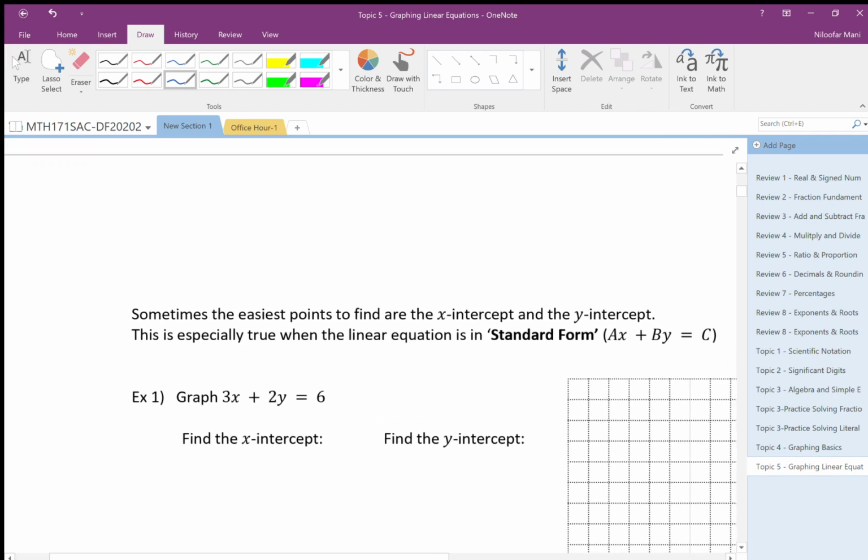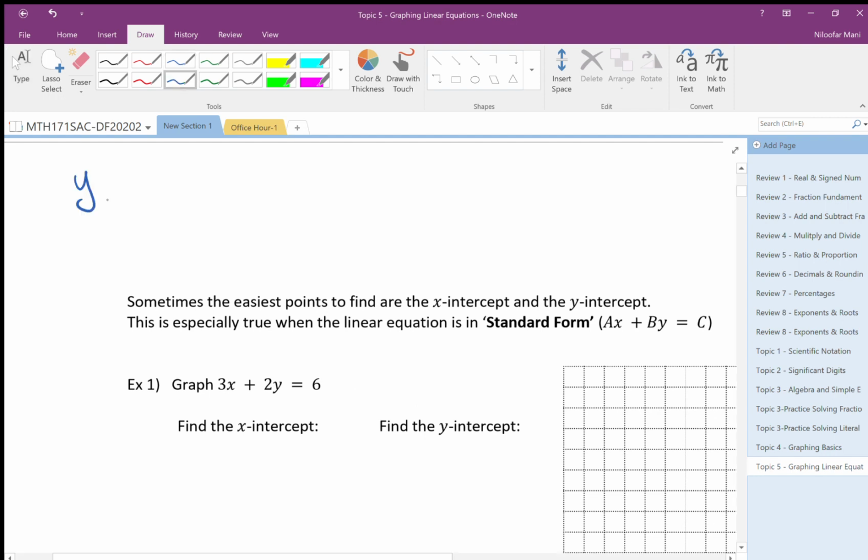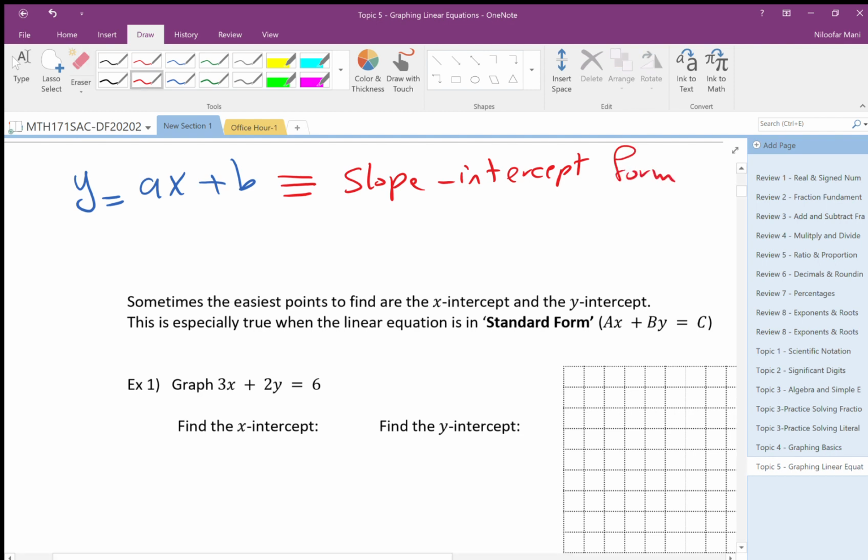If I show you y equals ax plus b, later on you will learn why I call this slope intercept form. You will see why I call it that. If I see y isolated on one side and ax plus b on the other side, this is slope intercept form. But if I don't see that, if I see ax plus by equals c, then this is not slope intercept form, this is standard form.